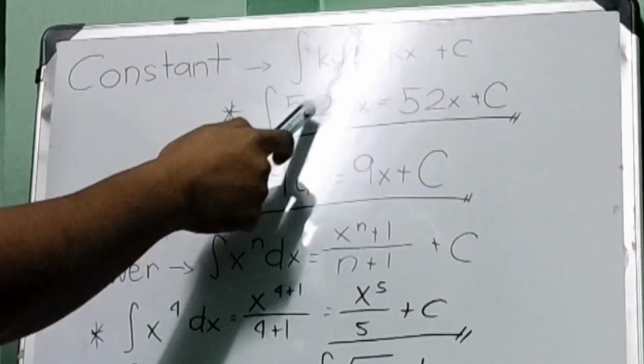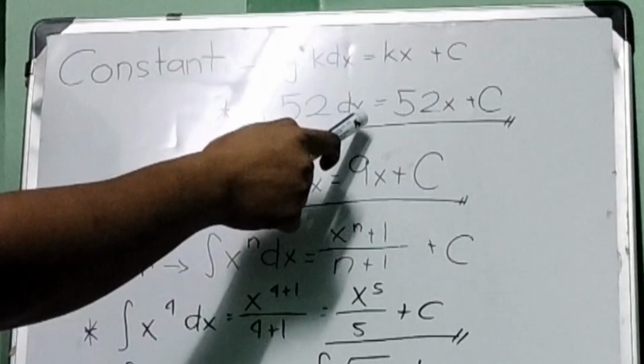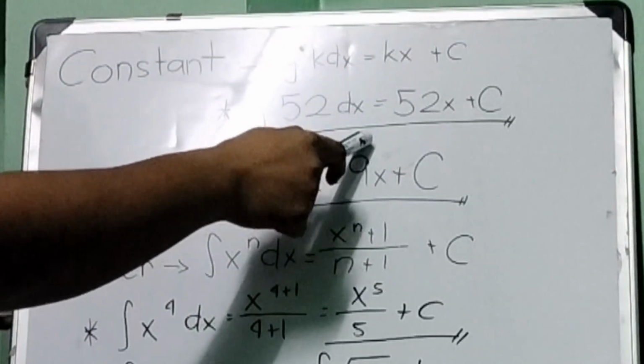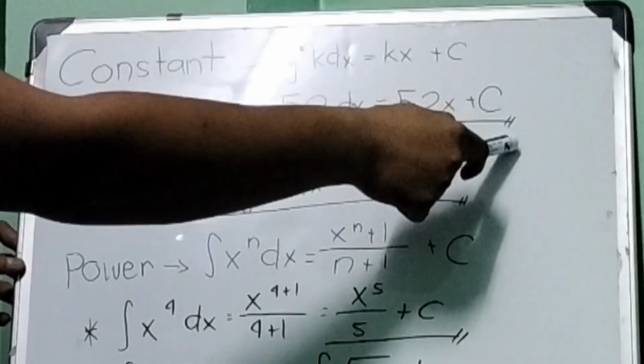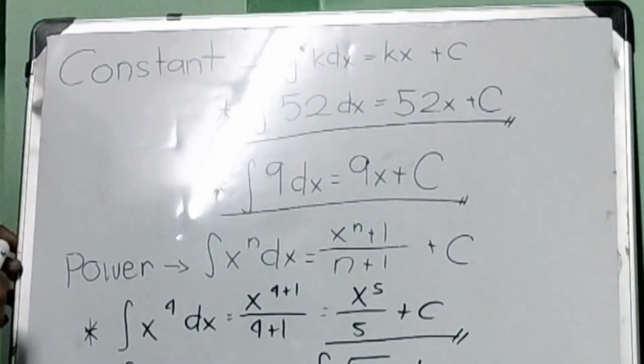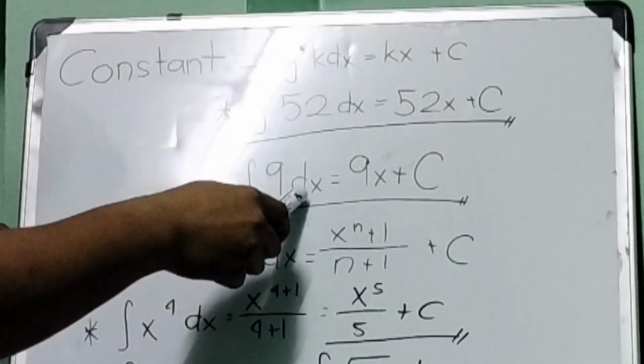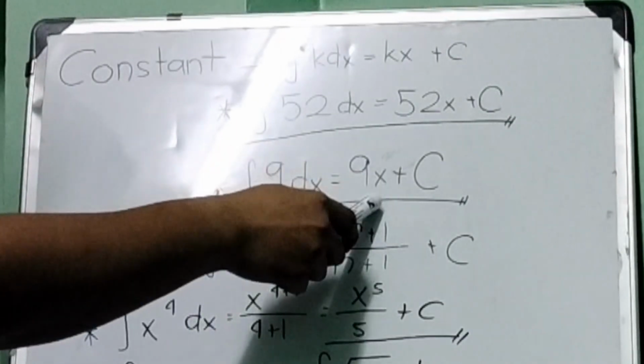First example is the integral of 52 dx. This simply becomes 52x plus c by following the formula. Second is the integral of 9 dx, which is equal to 9x plus c.